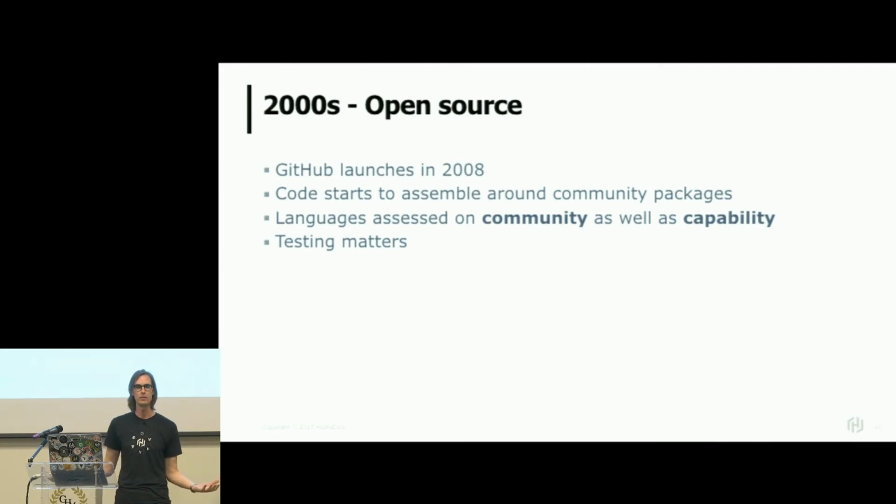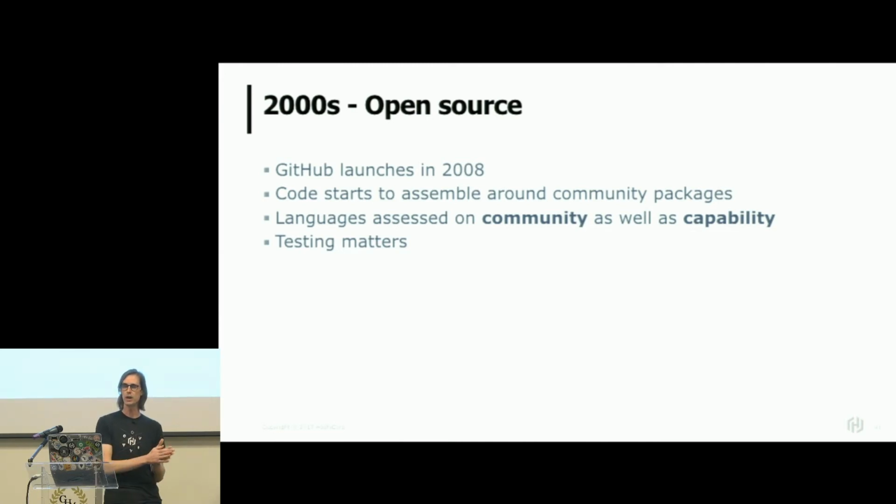So GitHub founded in 2008. And yes, you had SourceForge and things like that, but GitHub really drove things forward. It was the thing that the community got behind. And open source started to become really, really important to developers.